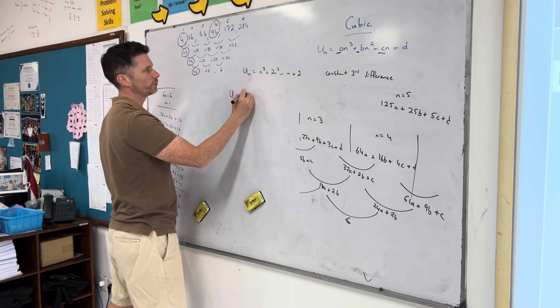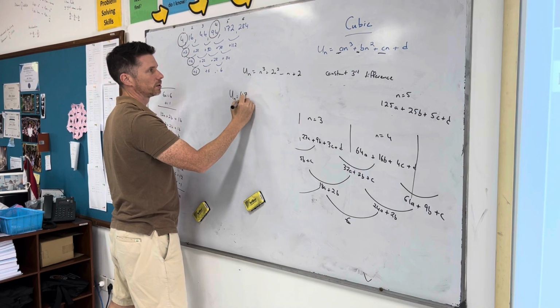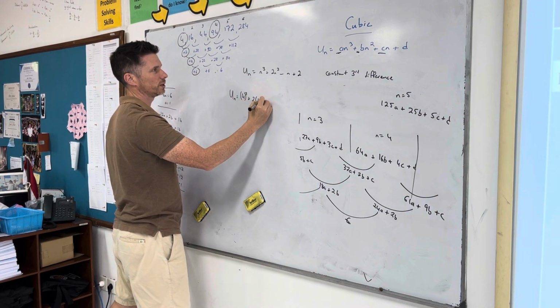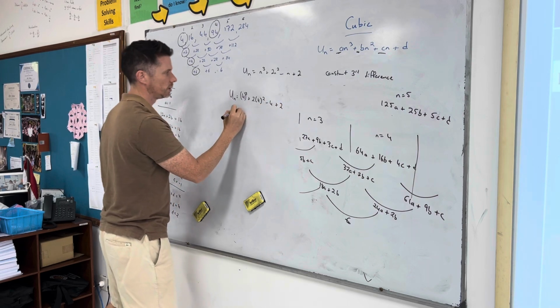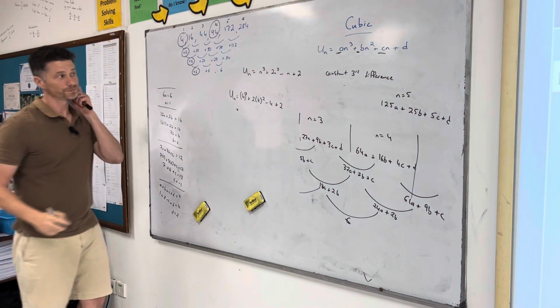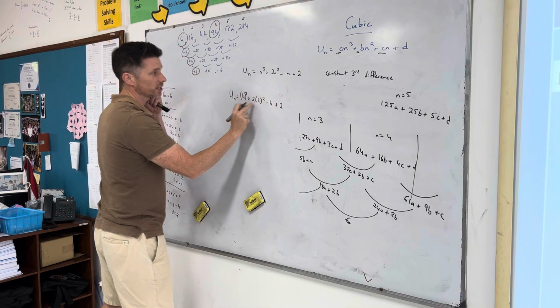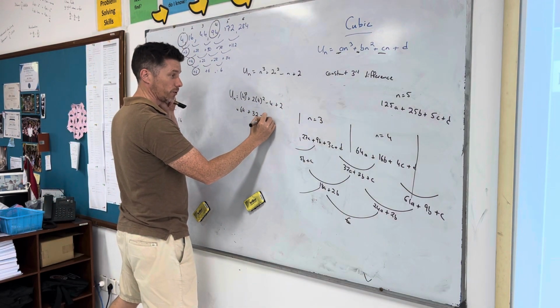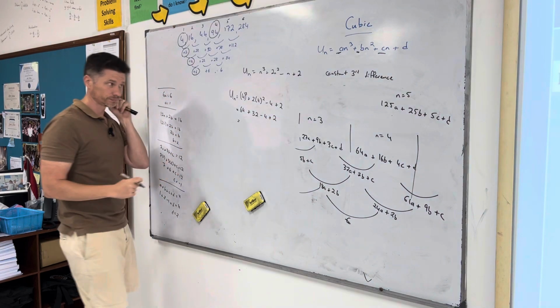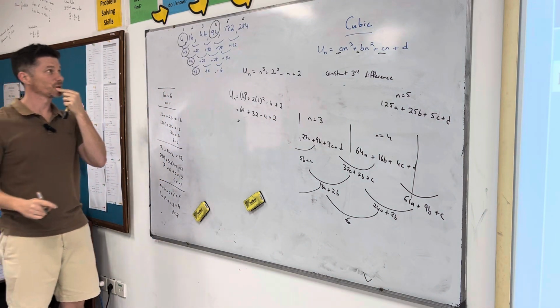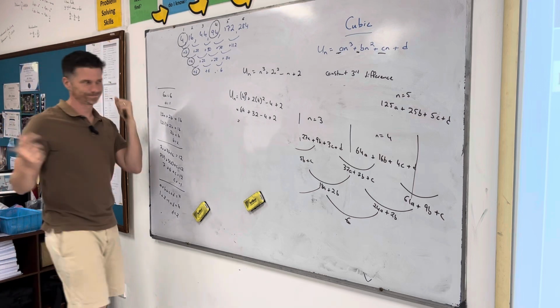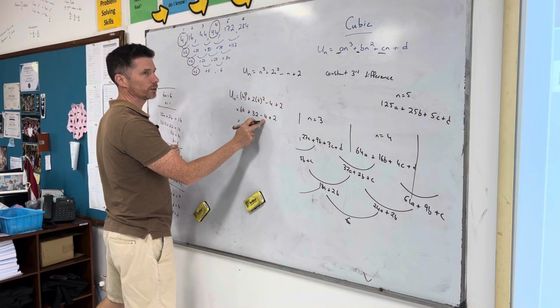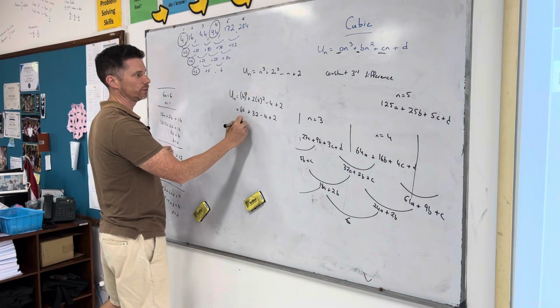I hope so. 4 cubed plus 2 times 4 squared minus 4 plus 2. 4 cubed is 64. 16 times 2 is 32. Take away 4, add 2. 96, take away 4 is 92. Add another 2, we get 94.